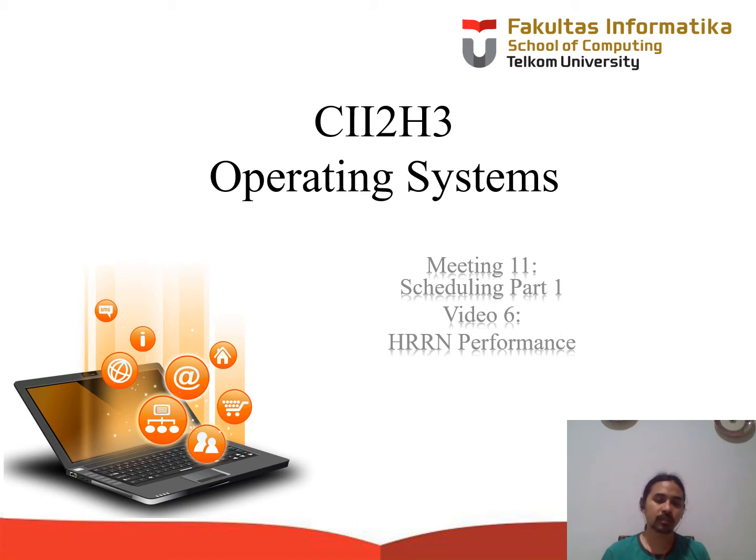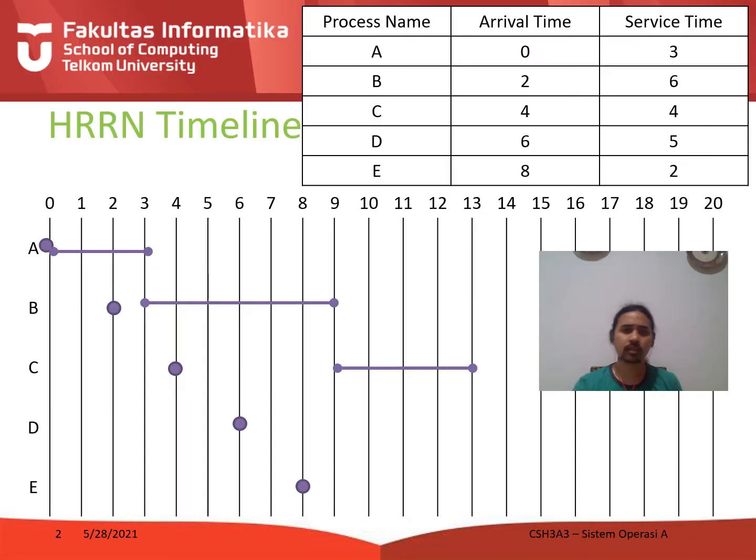In our 6th video, we are discussing HRRN performance. So we are still continuing from the last video. If you are looking for an explanation for HRRN, go to the last video. But now we are going to continue the last status. We are at C. C has been executed because it has the highest response ratio, and now we have to choose between D and E, which has the highest response ratio.